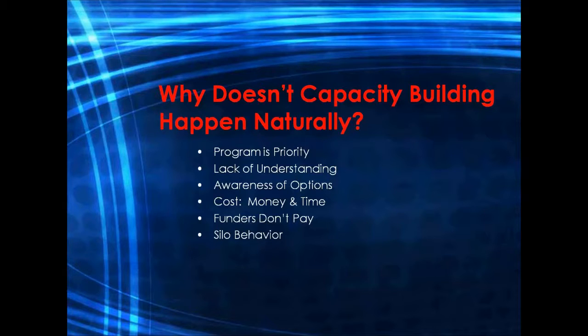And the agency, in an attempt to fulfill its proposed project for which they're being funded, can't deviate from that plan. And finally, there's silo behavior. These are the typical 6 obstacles to capacity building. Again, the program is a priority, lack of understanding, awareness of options, the cost, the money and time, funders won't pay for it, and silo behavior.